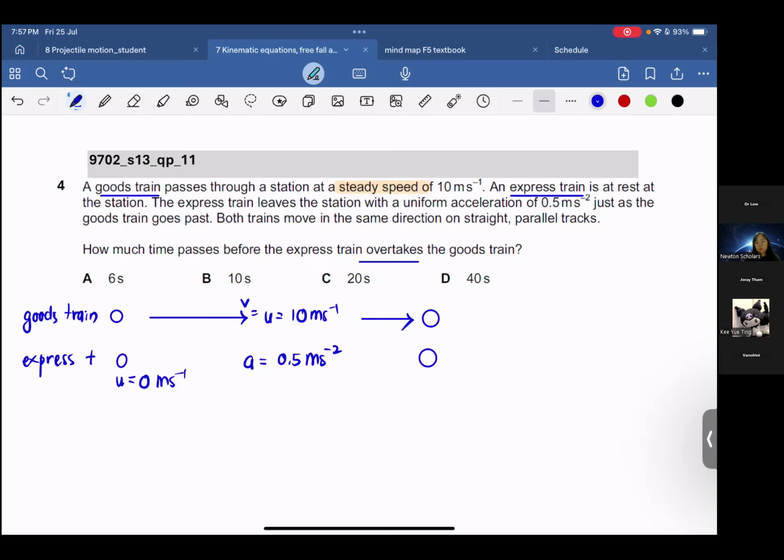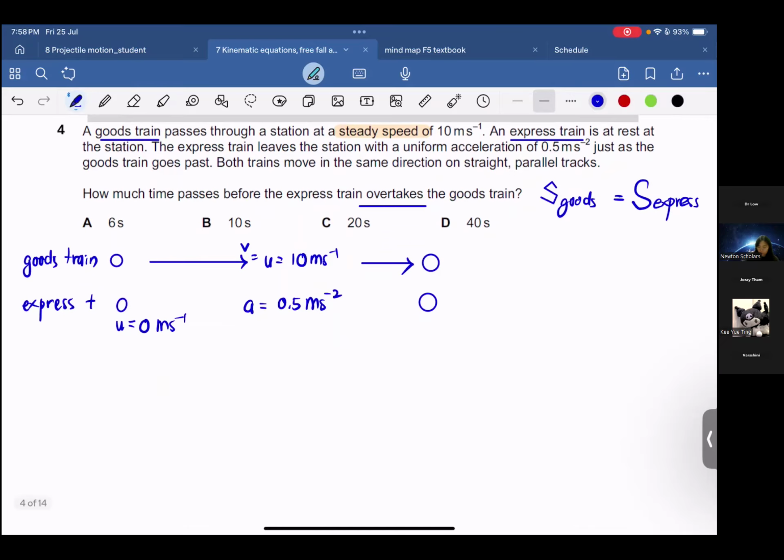This one, last week we also had a question like this. For this one, we need to know that their distance must be the same. The distance for the goods train must equal the distance of the express train. The problem is you have to find two equations, because here a lot of information we don't have. So for the first one, the goods train.